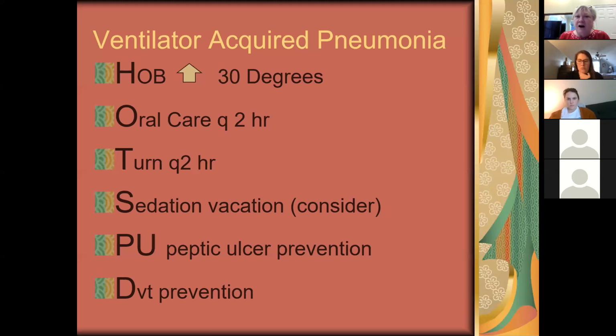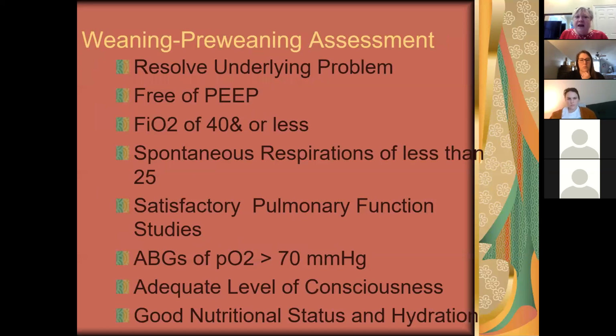And then we've got to get them off of it. We have to get them off the ventilator. To get them off of it, number one, what put them on it? We have to get whatever put them on it resolved. If they haven't gotten past that impaired breathing, they're not ready to be weaned off the ventilator.